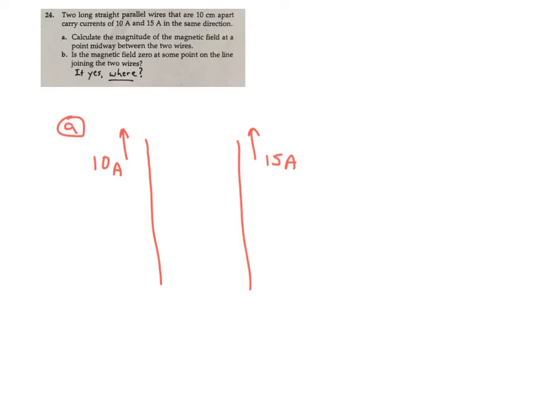Day 152, Honors Physics, Electricity and Magnetism, homework problem number 24. Here we have two wires. Let's say they're laying on this paper on a tabletop. They're parallel to each other.